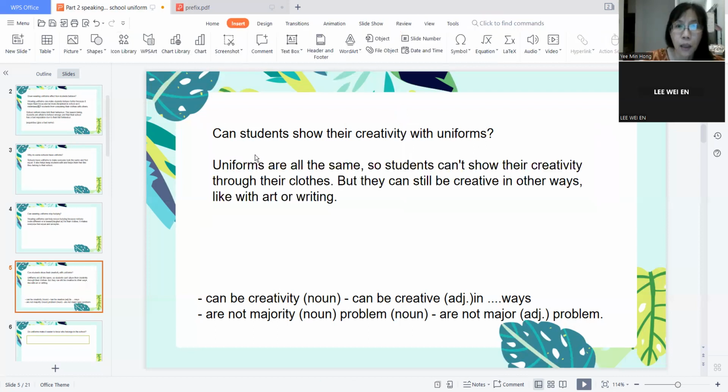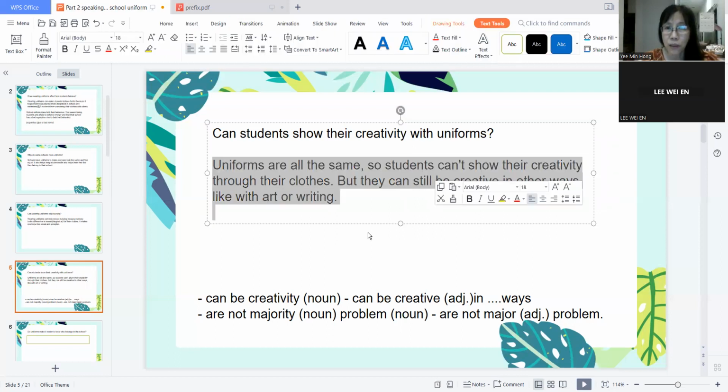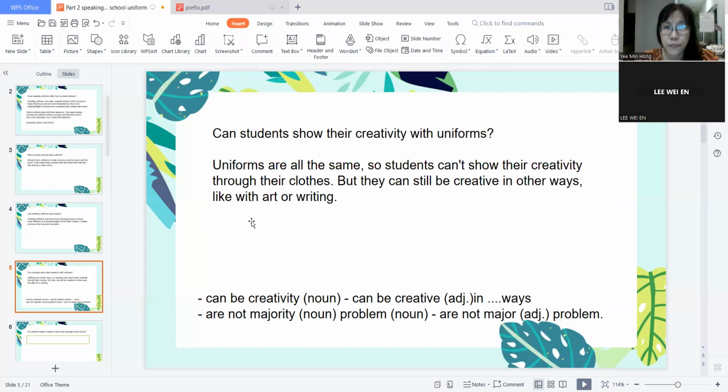Okay, I will show you this one. Can you read it out? Uniforms are all the same, so students can show their creativity through their clubs, but they can still be creative in other ways, like with arts or writing. Can you understand what it means? Even though you cannot show creativity through what they wear, they can still be creative in other ways, such as through art or drawing or through their talents. So the focus is now more on their talents, their giftings, or art, drawing, or writing.